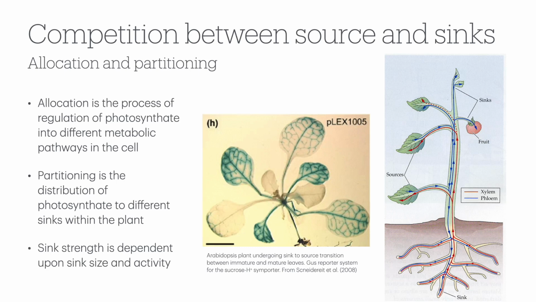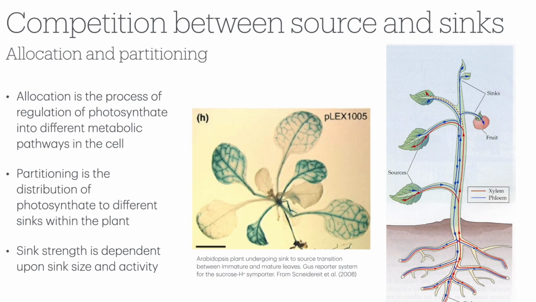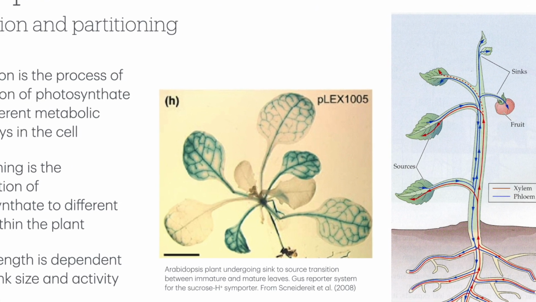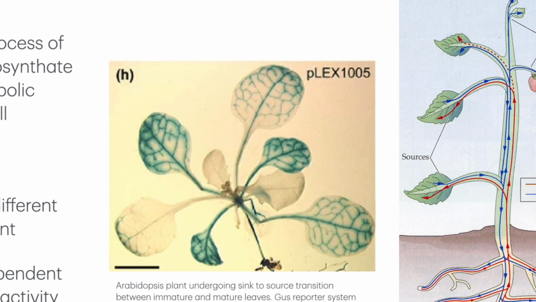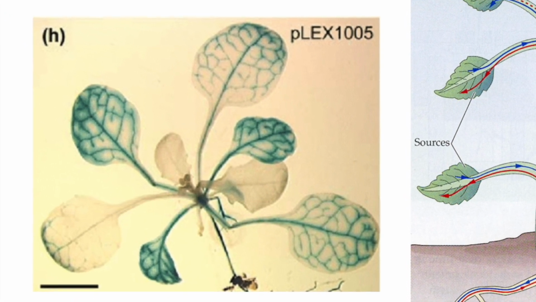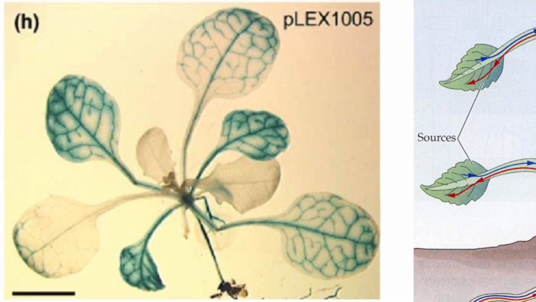But there's another component known as partitioning, which is where there's competition between sinks in a plant. And this is quite a common, if not universal, process that's going on in a plant. So on the right-hand side here, we see a small Arabidopsis plant that has been specifically designed with a GUS marker. Now, I'm not going to get into the biochemistry of this, but suffice it to say that where you see the blue staining is the result of a sucrose transporter, a sucrose proton symporter that we talked about for phloem loading, that is being expressed in the leaf tissues.